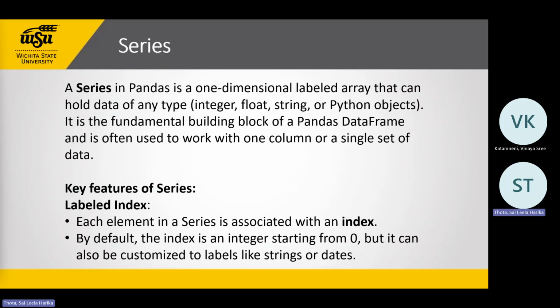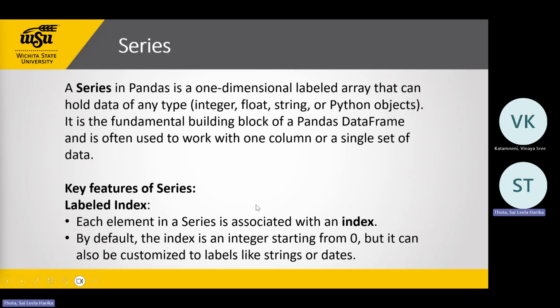Okay, series. Till now we discussed a lot about data frames, and now we'll move to another data structure that pandas provides, that is series. Series is basically a one-dimensional structure. It takes only a single column or single row, and it can hold any data type. We can store integers, floats, or strings in a series. It is the fundamental building block of a pandas data frame, because in a data frame, if you consider only a single row or a single column, it comes under series.